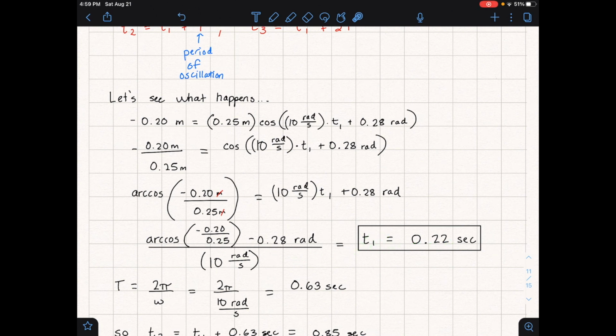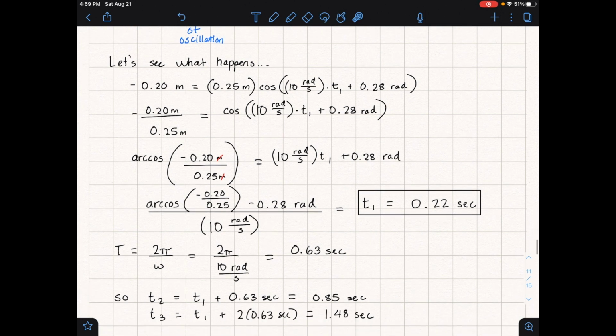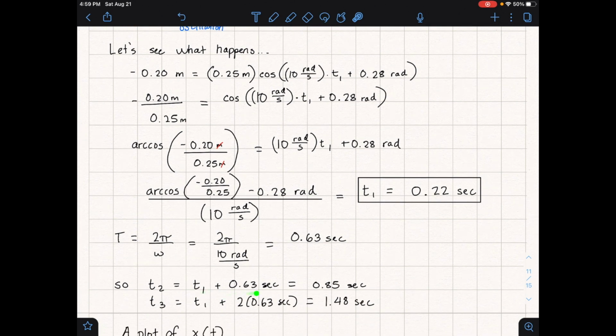The period of oscillation is related to this quantity, 10 radians per second in this problem, via this equation right here, 2 pi over omega, where omega is the angular frequency. If you solve for the period, you'll find that it is equal to 0.63 seconds, just plugging in the known value for omega. My approach was to simply add 0.63 seconds to get 0.85 seconds for the second time, and then add 2 times the period to get 1.48 seconds.